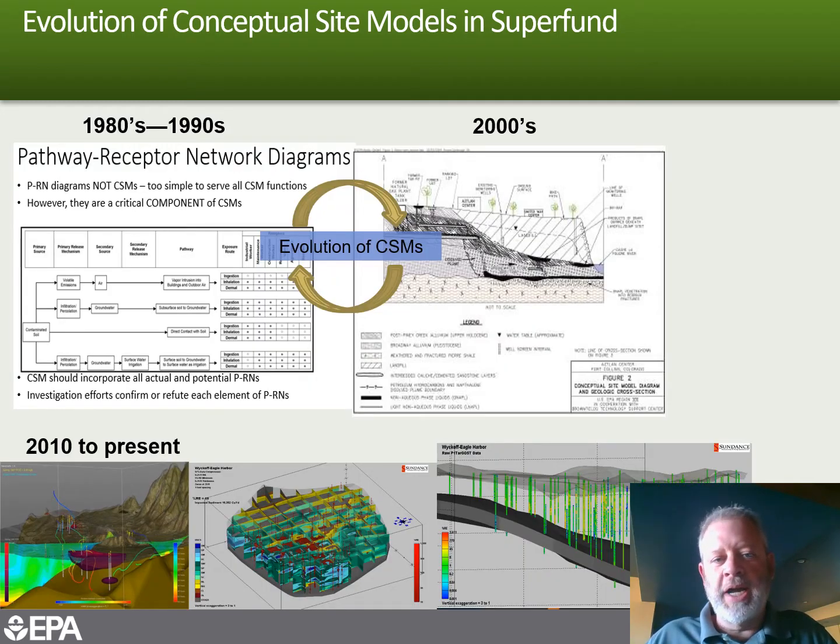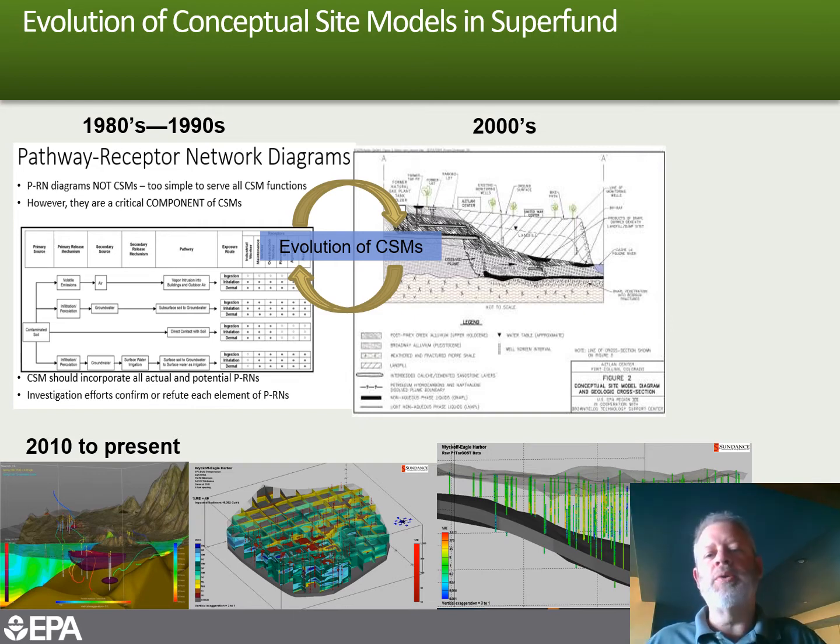In fact, if we go back and look at some of the representations from our guidance here on the left, this is a pathway receptor network diagram that we showed in our 1985 RIFS guidance as an example CSM. And for many years, when we asked people at sites, can we see your conceptual site model? We were handed, if we were lucky, a pathway receptor network diagram. But it's a little too simplistic to serve all of the functions that we'd like conceptual site models to do.